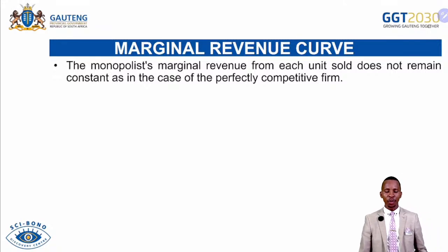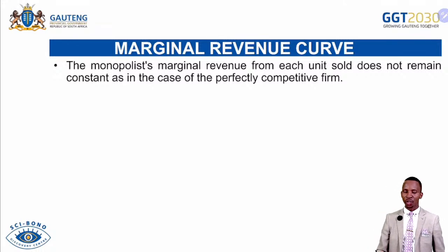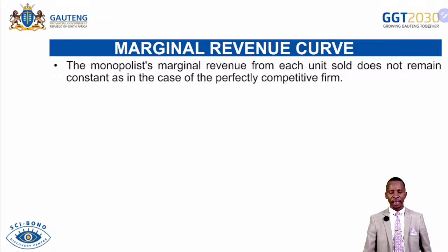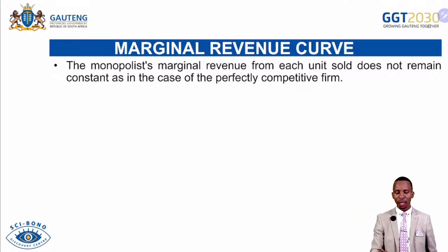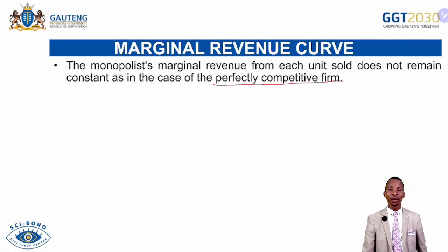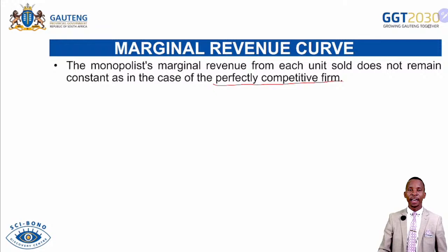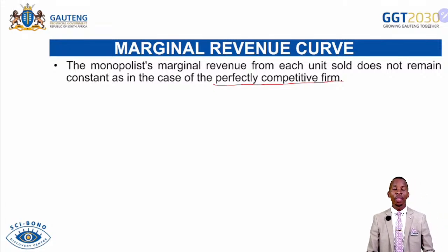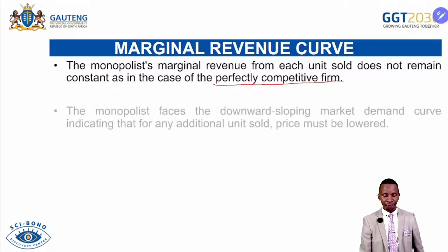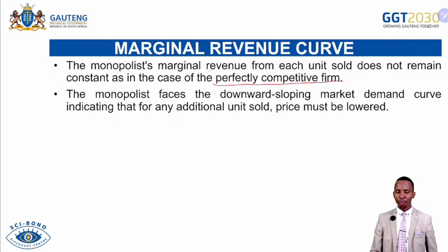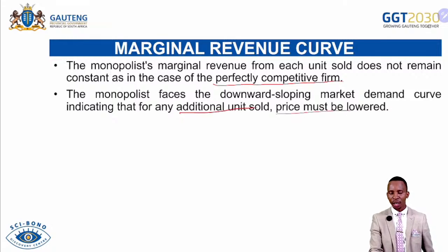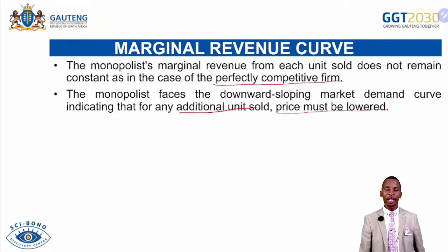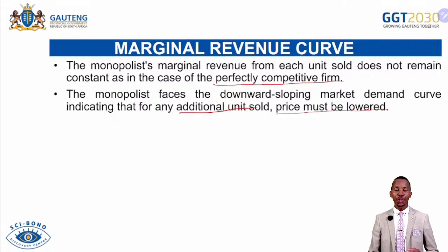The monopoly's marginal revenue from each unit sold does not remain constant, as it does in the perfect market. Under the perfect market it remains constant, but here it changes as the firm produces or supplies more. The firm will always decrease the price, which decreases the marginal revenue for the firm. The monopoly is facing a downward sloping market demand curve, indicating that for any additional units sold, prices must be lowered. It indicates that for any extra units sold, the price should be reduced.